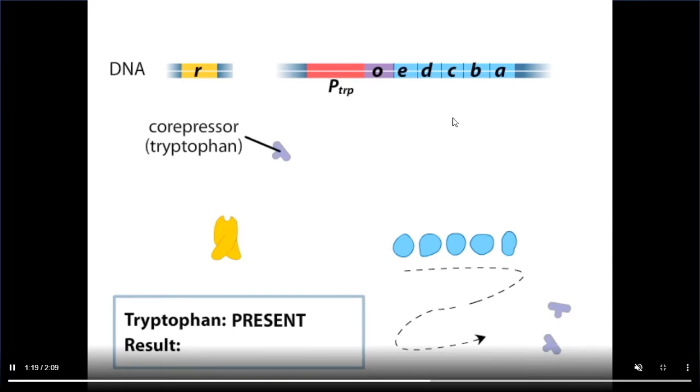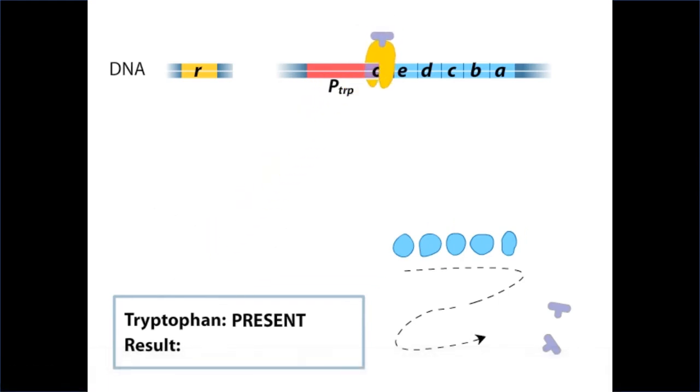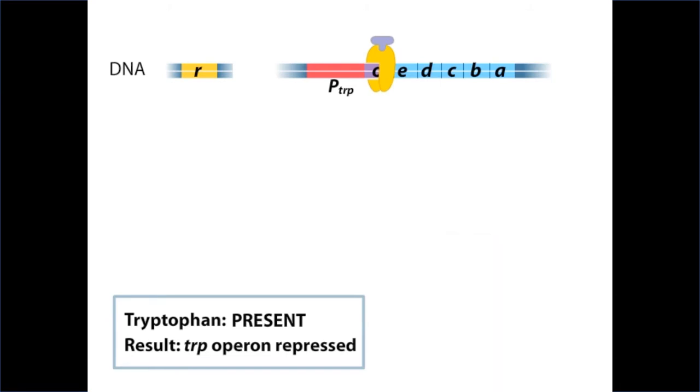But when enough tryptophan builds up, it binds to this and acts like a co-repressor, and it's going to change its shape. Now the repressor is activated. It's allosterically active. It binds to the operator, and it's going to inhibit RNA polymerase from moving, and the gene is off. As a result, we do not make messenger RNA, we do not make the proteins, and the production of tryptophan is inhibited.